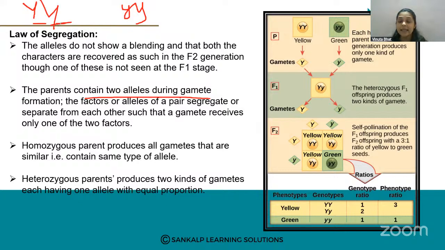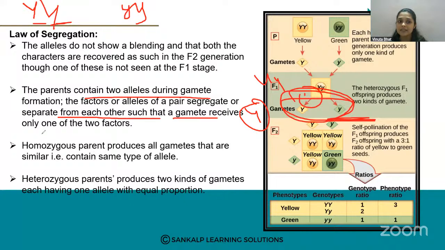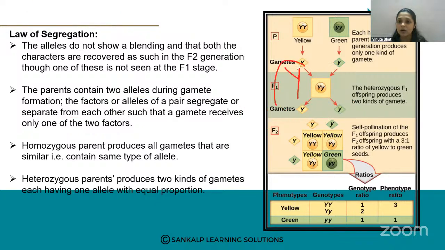So during the gamete formation they segregate. So here, look, when gamete formation happens, what happens? They separate, right? So here capital Y, small y is there, means they separate during the gamete formation. Here you can see the segregation of the gametes from each other, such that a gamete receives only one of the two factors. The gamete may receive capital Y or small y.